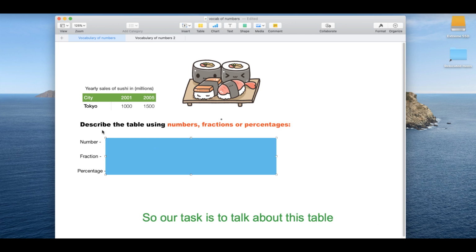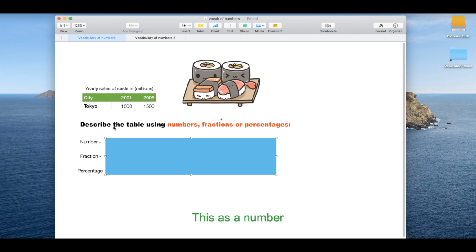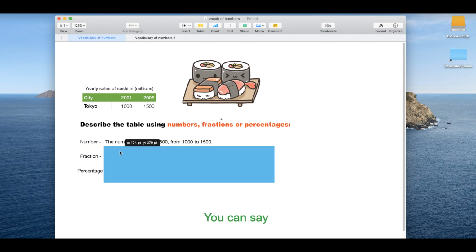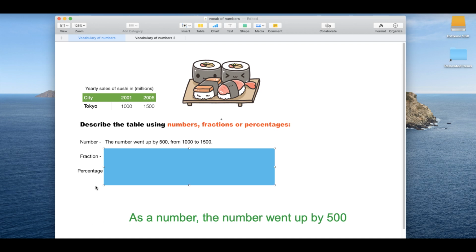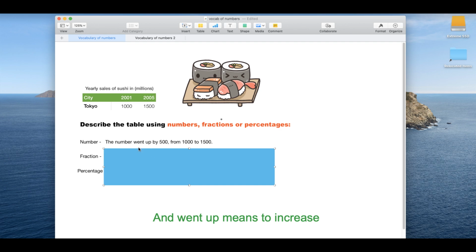So our task is to talk about this table using numbers, fractions, or percentages. I'll give you an example of the first one. How do we talk about this as a number? You can say, as a number, the number went up by 500 from 1000 to 1500. So the difference between the two is 500. That's what I've talked about here, and we've talked about the two data points. Went up means to increase.